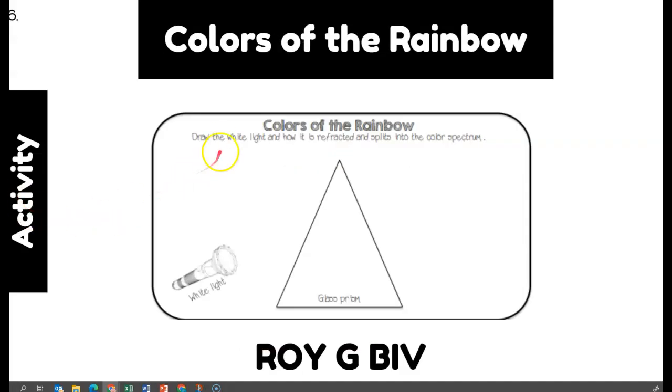Then you are going to draw the white light, okay? So show how light is going through this prism and how it is refracted and splits into the color spectrum. Hint, hint, Roy G. Biv. And you will hear the explanation of Roy G. Biv in the video with the light.